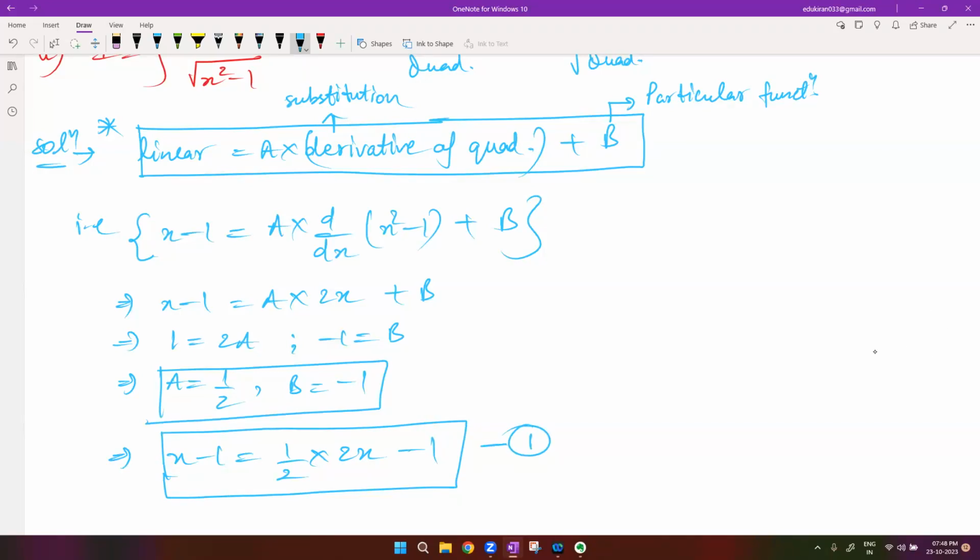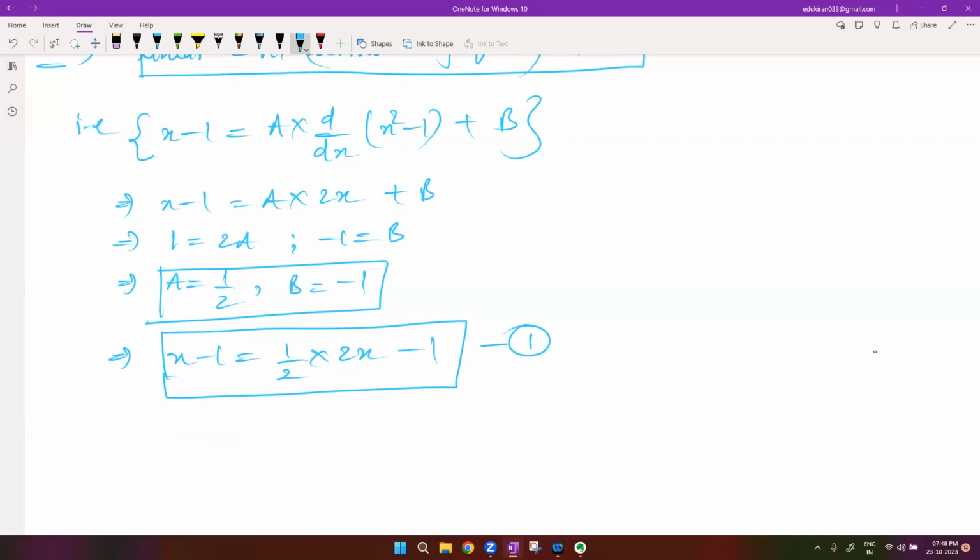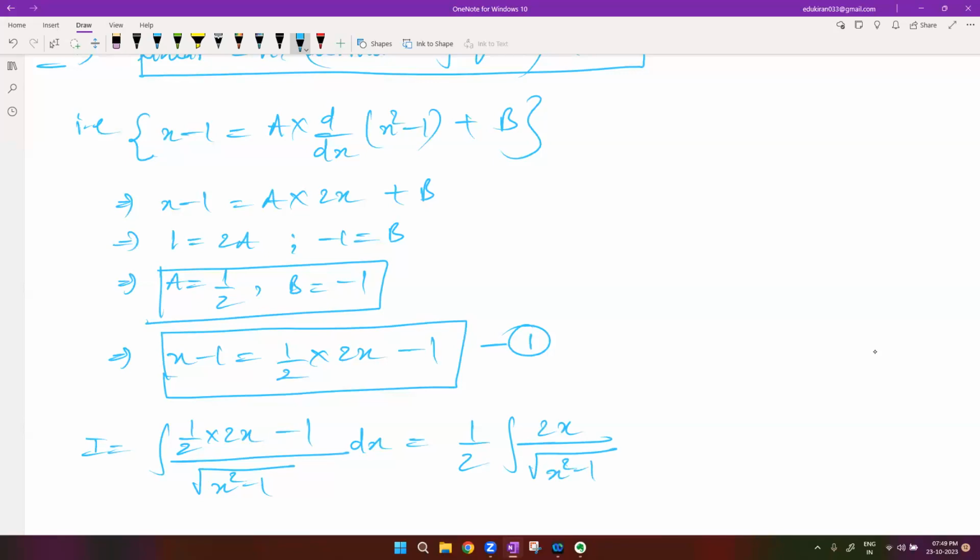I'm using my first equation to restructure my original question. My original question was x minus 1 divided by root over x square minus 1. Instead of x minus 1, I will write it like this. This can be further written as, you take this 1 by 2 common, and 2x like this, and then this minus 1 can be written like this. Now you can solve both of these parts.